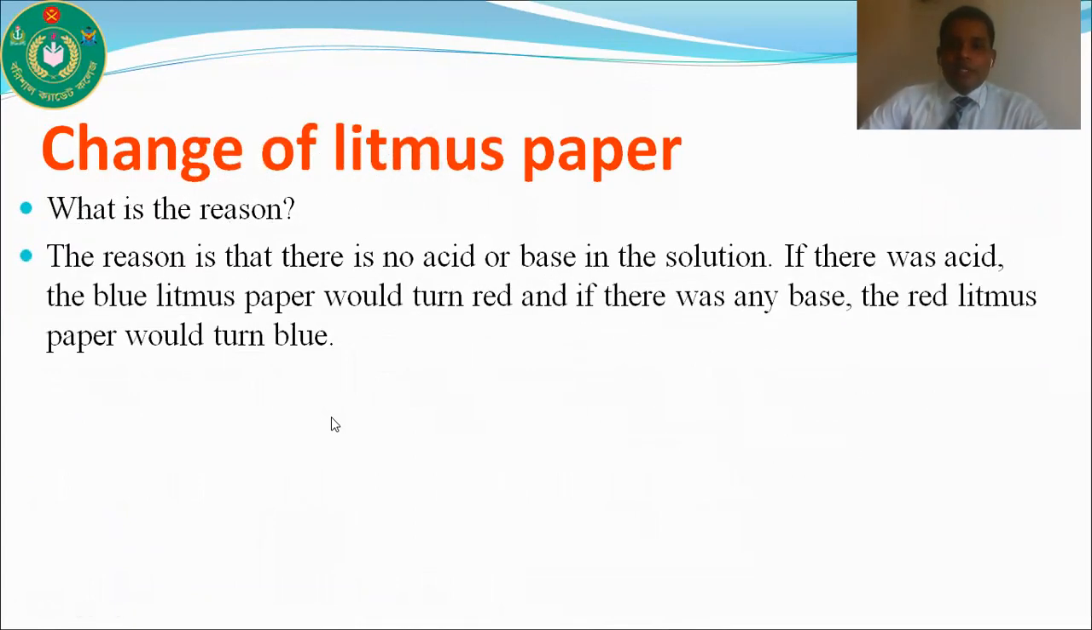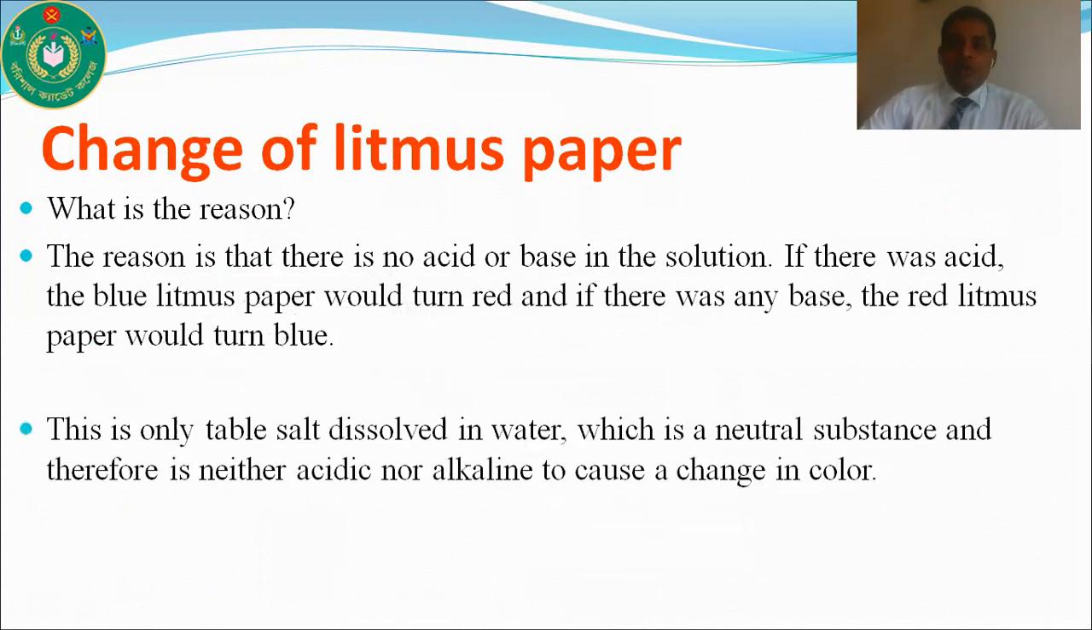The reason is that there is no acid or base in the solution. If there was acid, the blue litmus paper would turn red, and if there was any base, the red litmus paper would turn blue. As this solution is a salt produced from the reaction of sodium hydroxide and hydrochloric acid, that means strong acid and strong base, this salt is a neutral substance. As it is a neutral substance, it is neither acidic nor alkaline, and therefore does not change the color of litmus paper.